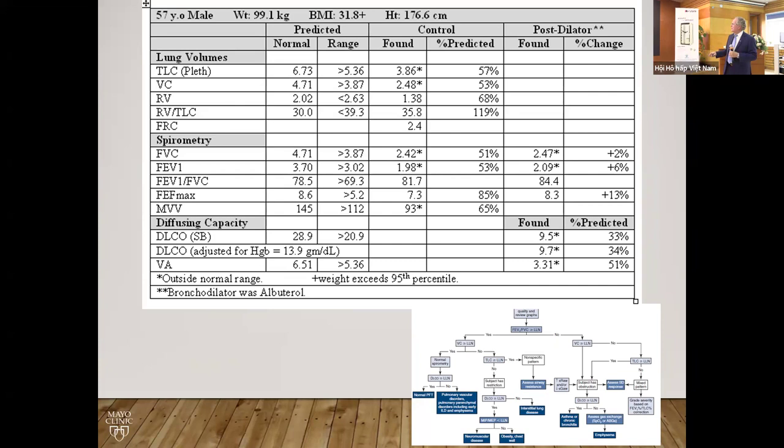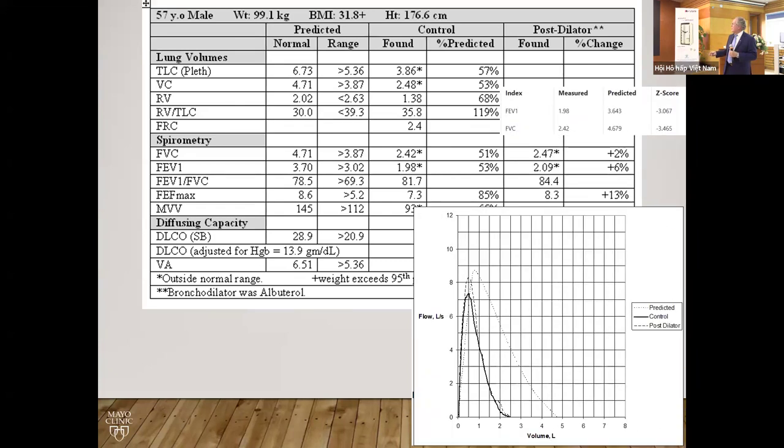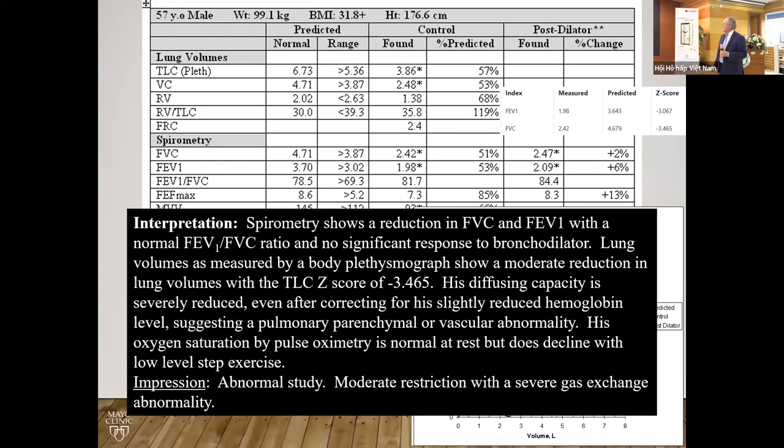Parenchymal lung damage. So here are the Z-scores. So it would be labeled as a moderate abnormality because it's greater than minus 2.5. Remember, the range for mild is minus 6.45 to minus 2.5. 2.5 to 4 is moderate. Greater than 4 is severe. So it is moderate restriction.